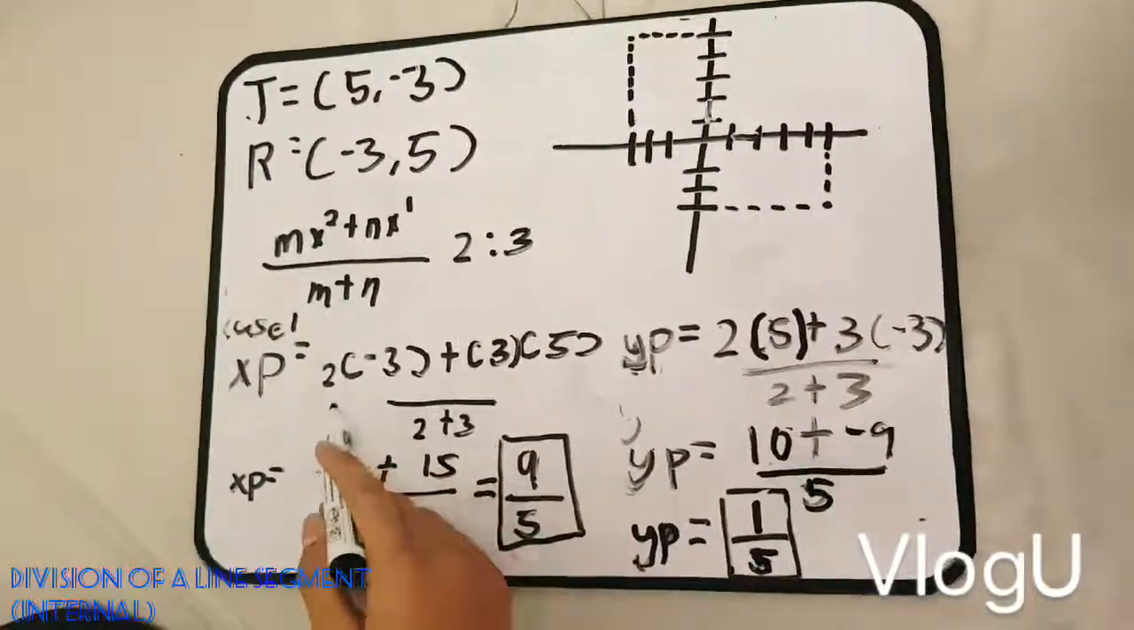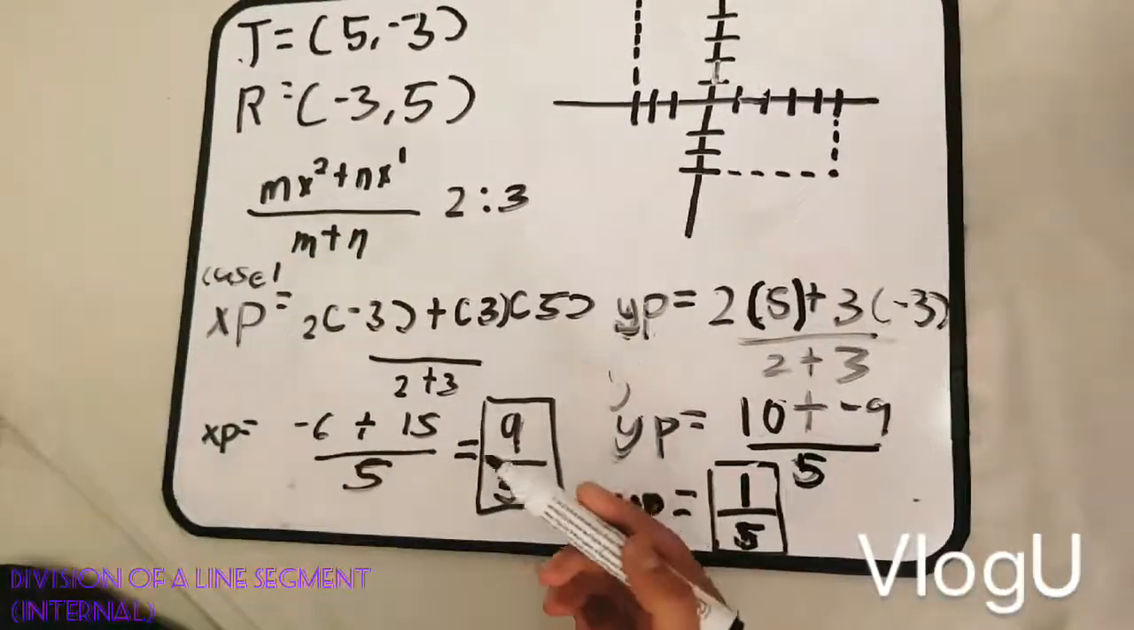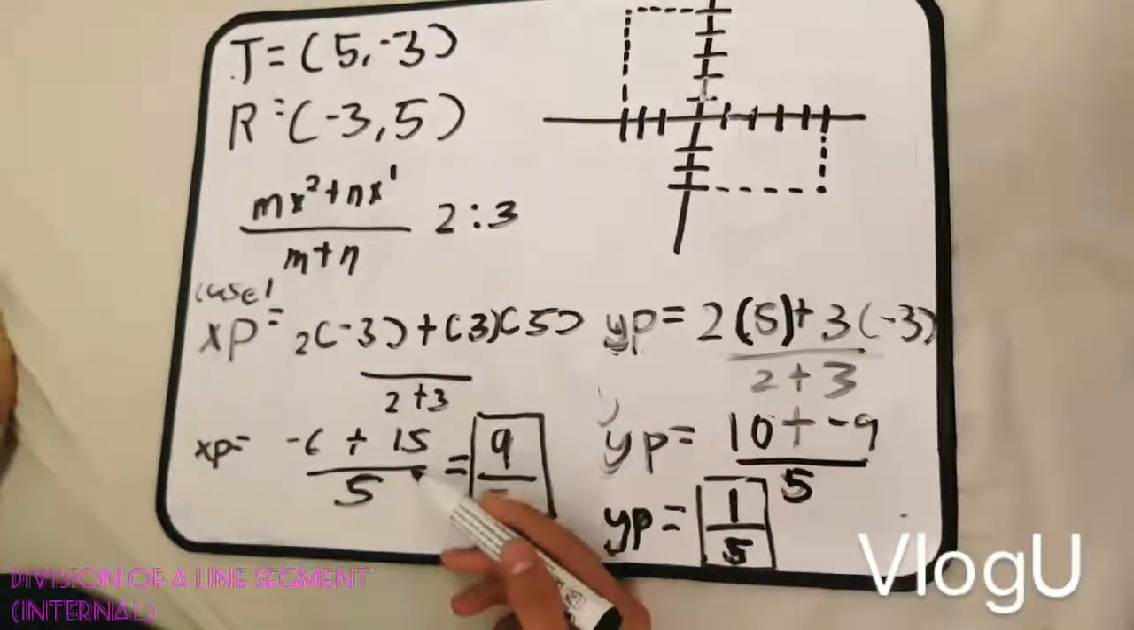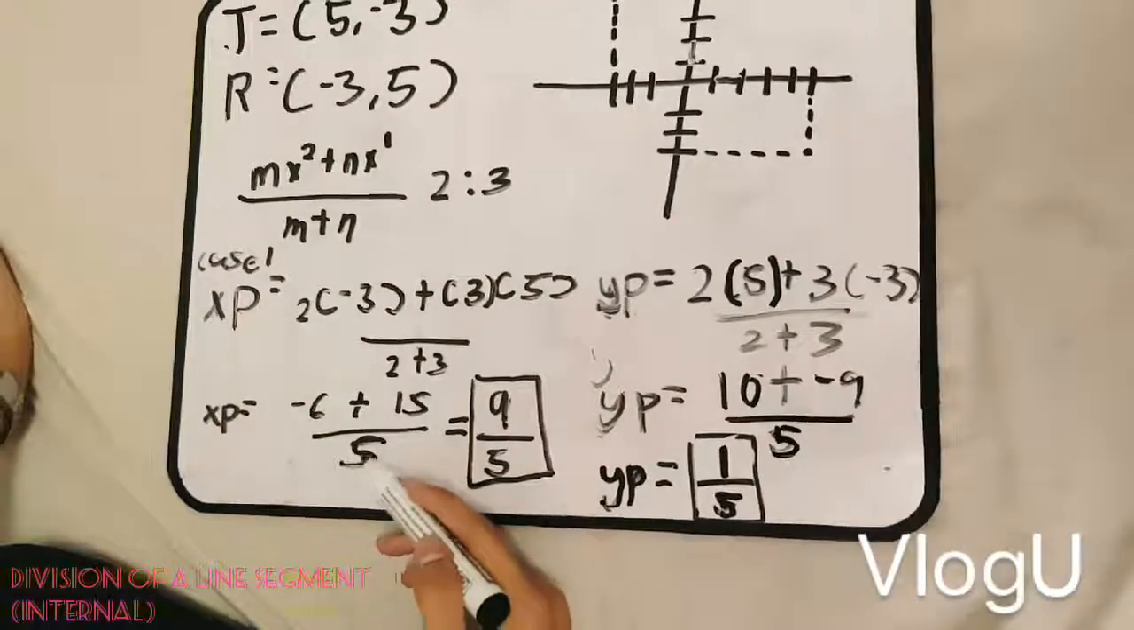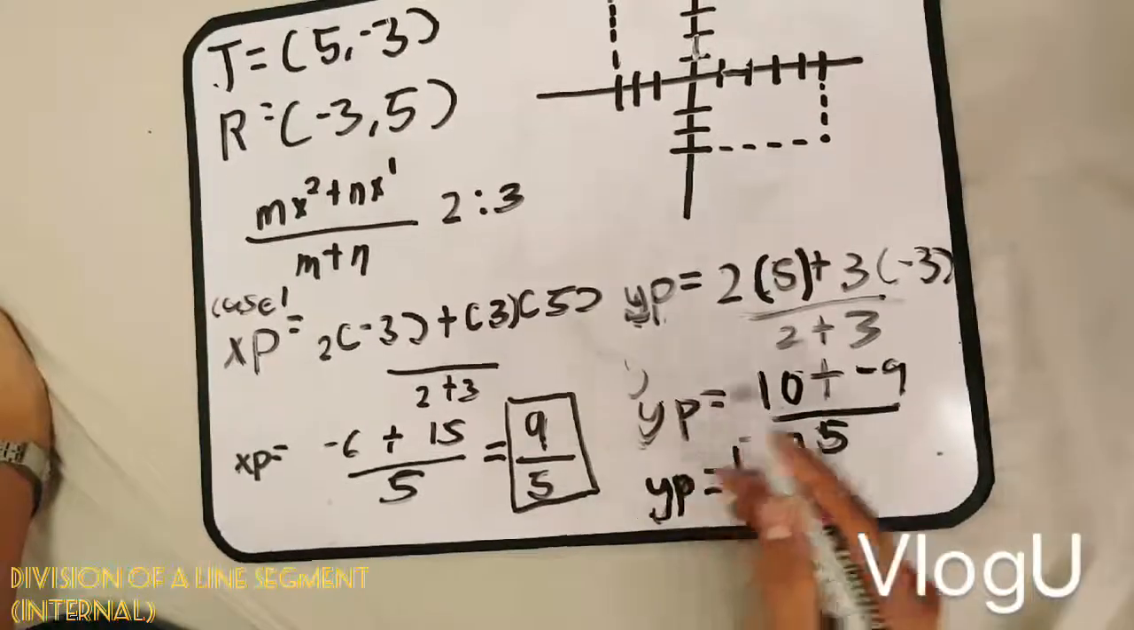And now, negative 3 times 2 is equal to negative 6 plus 5 times 3 is equal to 15 over 2 plus 3, which is 5. Our answer now is 9 over 5.